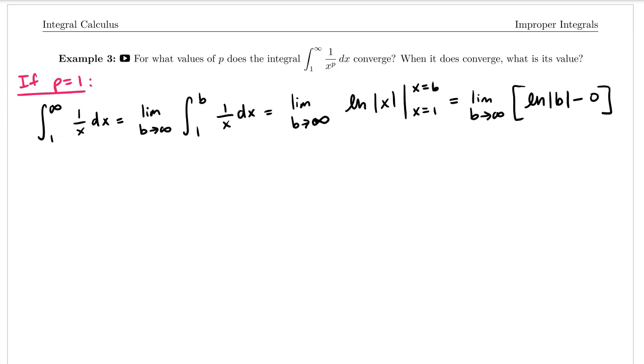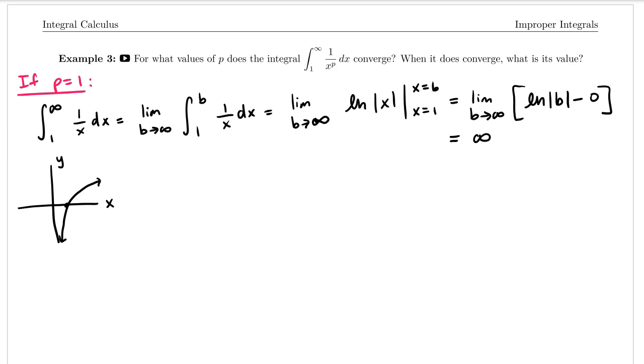And if you don't remember, the graph of the natural log function looks something like this. Here's the y-axis, here's the x-axis. Its x-intercept is at (1, 0), and it looks something like that. So it's unbounded on the top, which means that this is going to go off to infinity. So that's what happens if p is equal to 1.